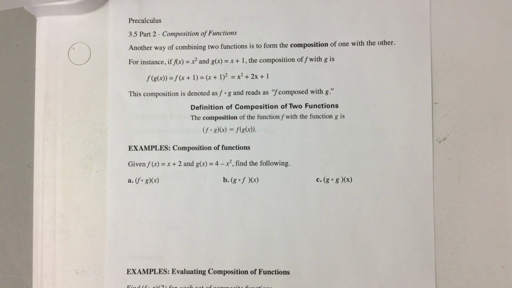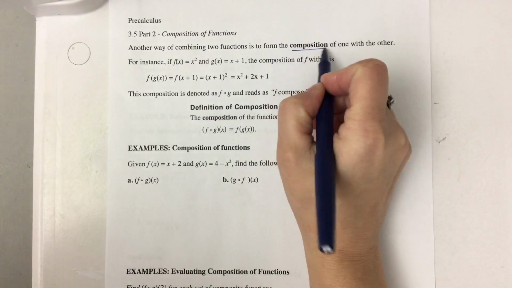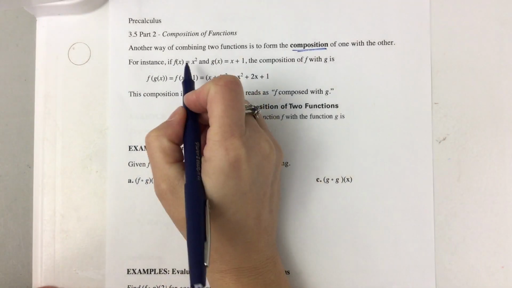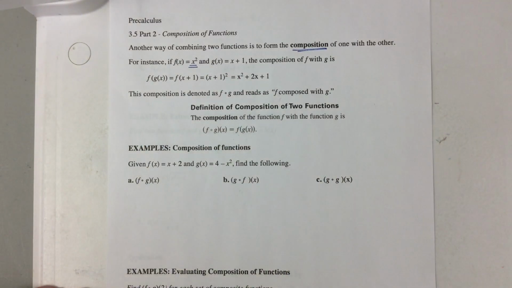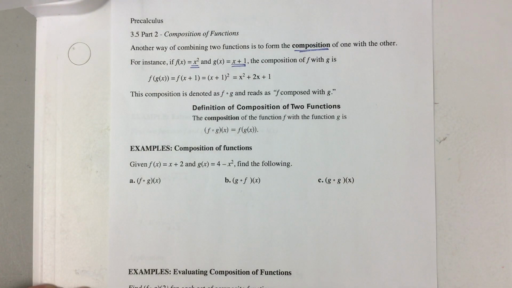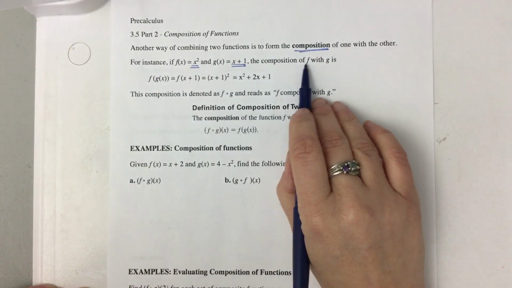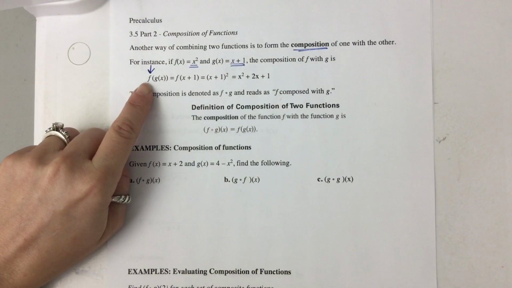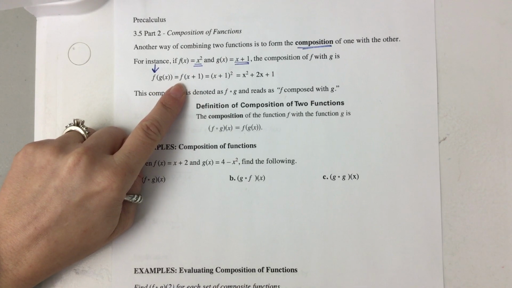Today in pre-calculus, we are going to finish up section 3.5 by looking at composition of functions. Another way that you can take two functions and form a new one is to perform what's called the composition. And what that means is that you actually take one function and put it into the other function where the variable was. So for example, if I have f of x is x squared and g of x is x plus 1, if I compose f with g, whatever is mentioned first, and in this case it's an f, that's the outside function.